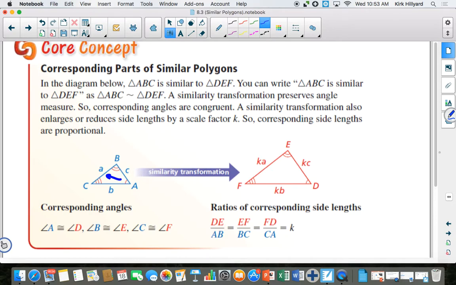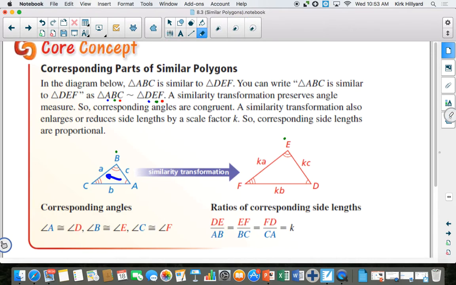corresponding angles. If we're looking at this, angle A corresponds to angle D. So A is congruent to angle D. We look at this, angle B is congruent to angle E. So we have angle B, which is congruent to angle E here. B is to E. And then our last one, we have angle C is congruent to angle F. So those are the corresponding angles that are congruent. And we can also match up the ratios of the corresponding side lengths.